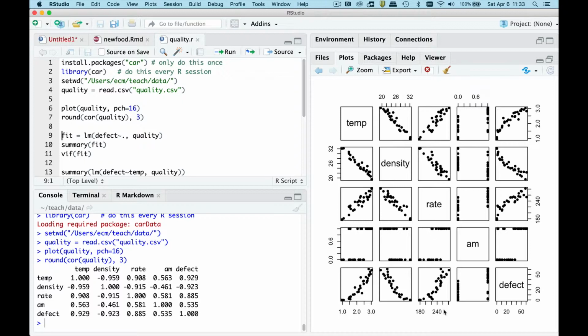When we look at rate of production, we see a strong positive association, indicating the faster we work, the more defects we make. And that doesn't surprise me. Whenever I work too fast, I make a lot of mistakes too.